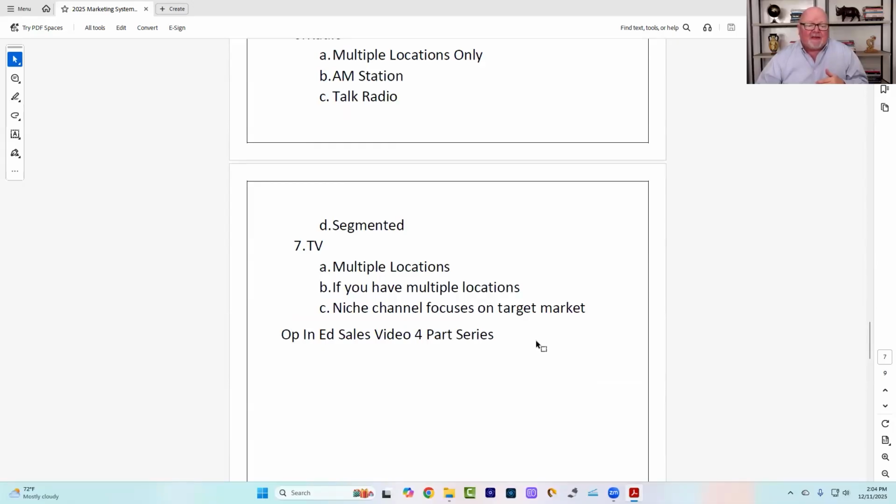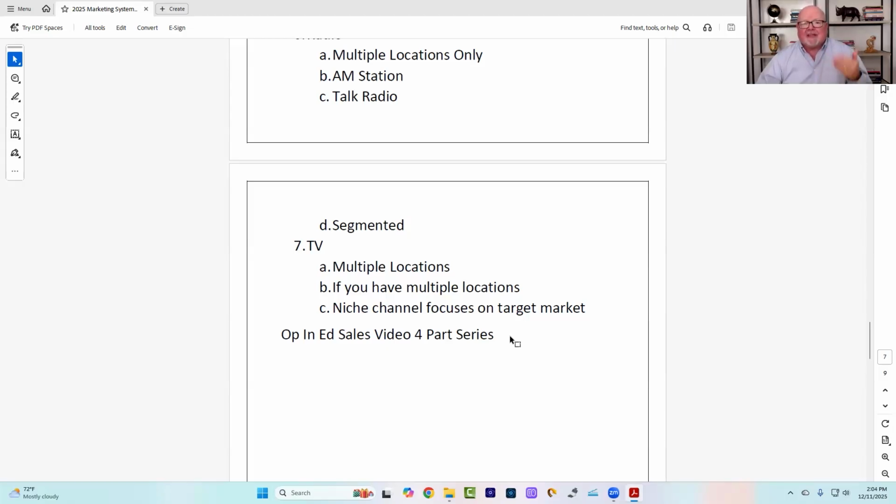And of course, TV. TV is really inexpensive now, and it's an unbelievable niche. You could really focus in on a very, very narrow demographic, psychographic, geographic niche. But again, if you don't have multiple locations, chances are it's not going to be very beneficial for you to do. And then you've got to know the messaging.